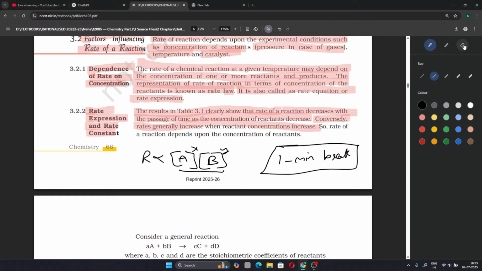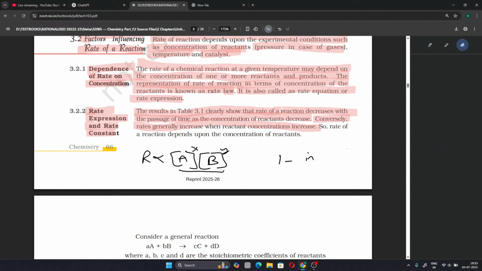Okay, now let's see. Basically they're saying that as the concentration of the reactant goes on decreasing, the rate of the reaction also decreases. And inversely, as the concentration of the reactant increases, the rate of the reaction also increases. When reactant concentration increases, the rate will also generally increase. So the rate of the reaction depends upon the concentration of the reactants.